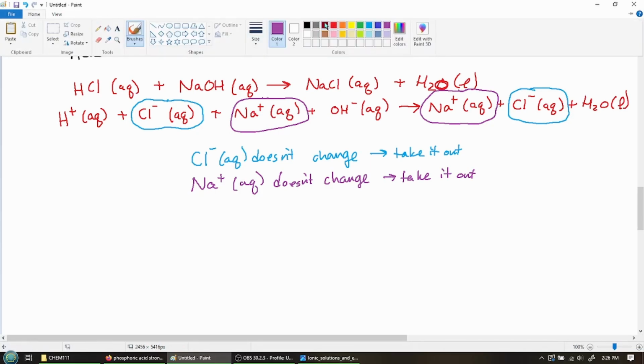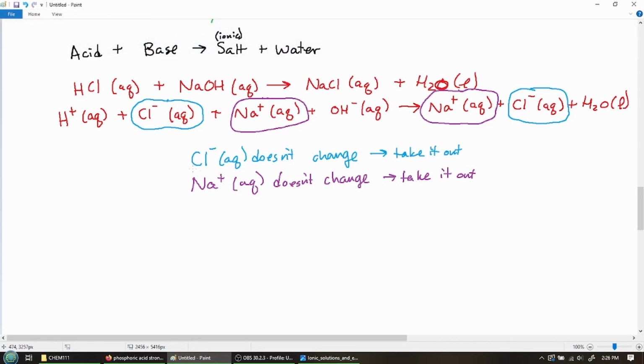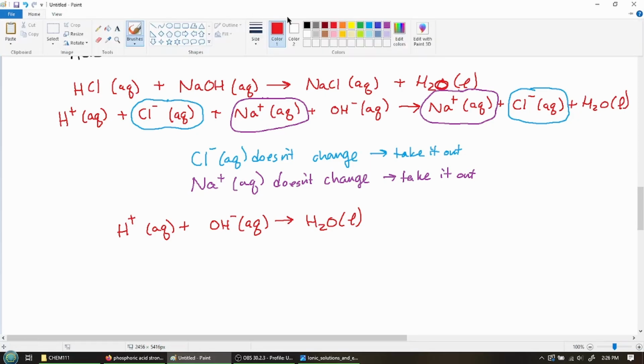Well, it looks to me that overall here, I have aqueous protons plus aqueous hydroxide anions, and that's forming water. It's just forming liquid water here. So the idea of this reaction is that if we take out everything that doesn't change form, this is the only bit that's left.